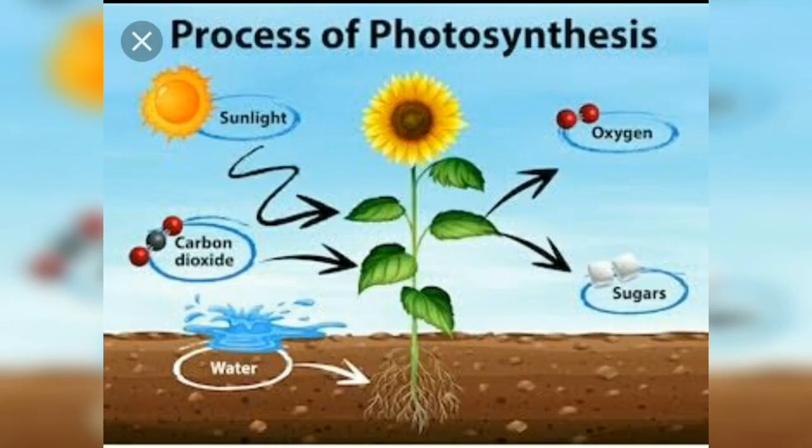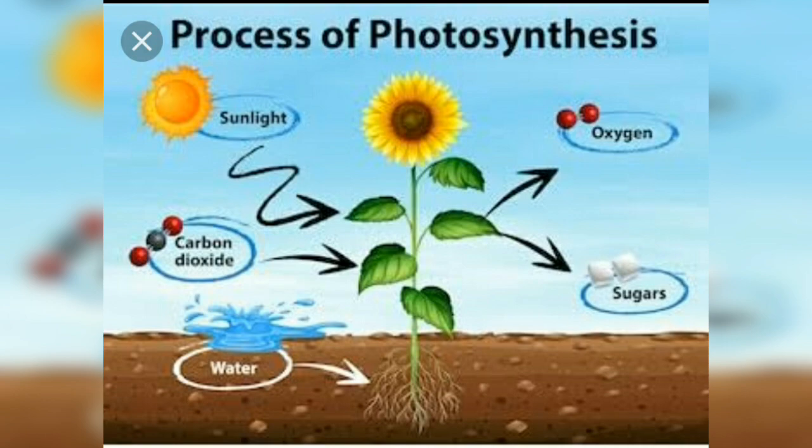Photosynthesis can be defined as the process by which plants prepare their own food by using inorganic substances like carbon dioxide and water in the presence of sunlight and chlorophyll to produce sugar. Plants get carbon dioxide through the pores in the leaves called stomata and water from the soil through the roots.